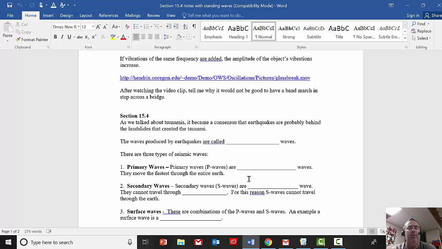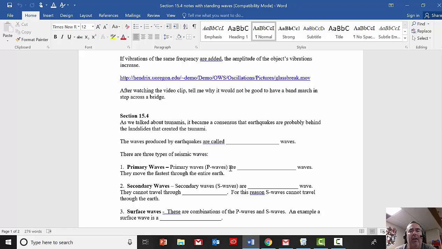The first one is going to be a primary wave. The reason why it's called primary is because when an earthquake happens, this is the first seismic wave that is going to reach the recording station as it leaves the epicenter. And it is the one that's going to travel the fastest.